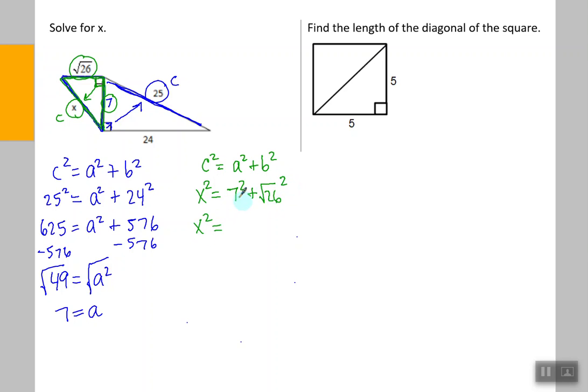X squared equals 7 squared is 49, and square root 26 squared is just 26. The square and the square root are inverse processes of each other. They cancel each other out. So just 26. If you're unsure about that, you can always type that in the calculator and see for yourself. Adding those numbers, we get x squared equals 75, and of course we take the square root to get the squared to go away. Let's practice simplifying this radical, because if I type in square root 75 to my calculator, it doesn't give me an exact answer.